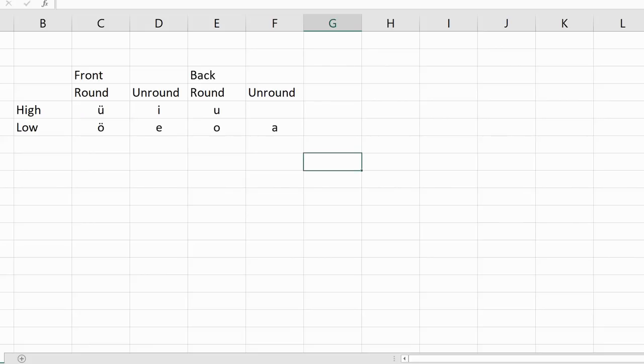And if we did include the high back unrounded vowel, then it would be an identical inventory to Turkish. Except that at this point we're assuming rounding harmony applies to both high and low vowels. It won't. It probably won't. So that's a pretty simple way of going about it.